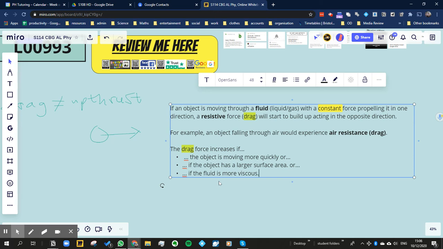The opposite of viscous would be runny, I suppose. So how easily it flows. The noun for how viscous something is is viscosity. So why do these three things have an effect on the drag in this way?